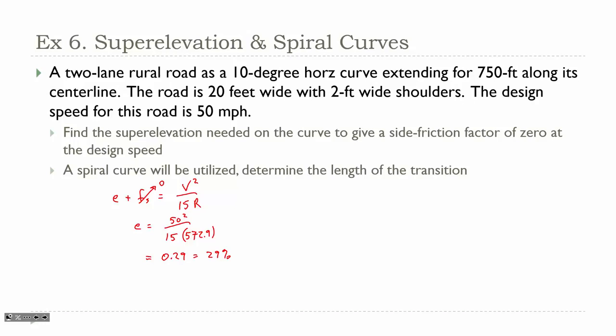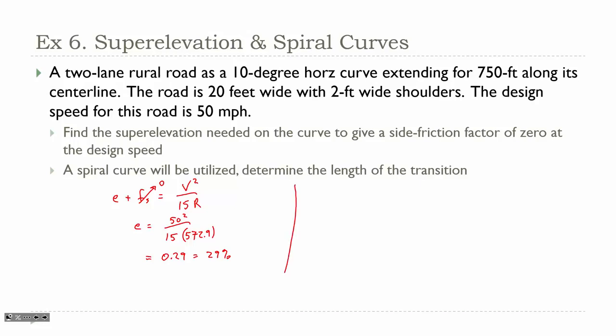Yeah, so obviously, because the friction factors are somewhere in the 0.12 to 0.30 range, if you're going to neglect friction, so if this was a road of ice, I guess you would want a super elevation of 29% for people to maintain 50 miles an hour around the curve.